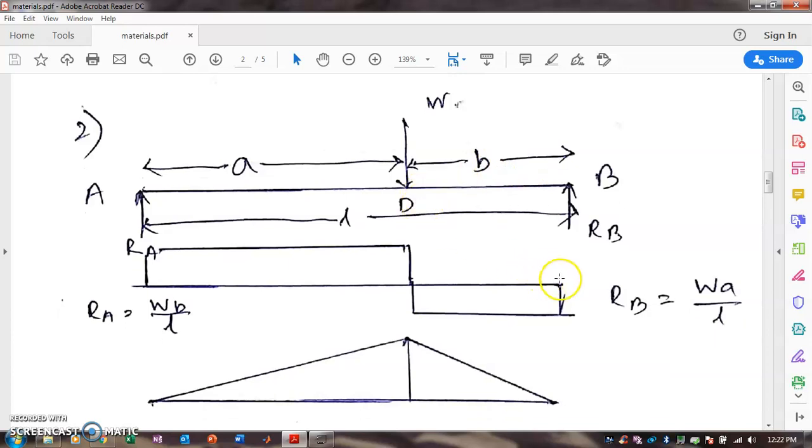So what will be the shear force? At first we need to determine the two reaction forces by the same procedure: taking moments about point A we get RB, or taking moments about B we get RA, or if we get one of the forces, RA or RB, then we can get the other by subtracting it from the total downward load W. So we get RA equals Wb by L and RB equals Wa by L. So RB will be negative.